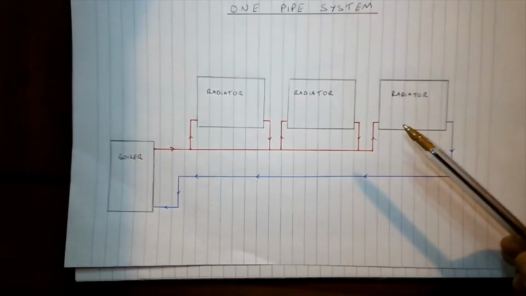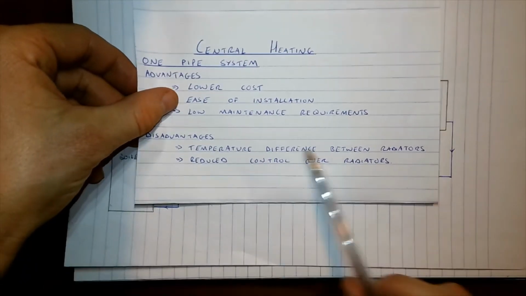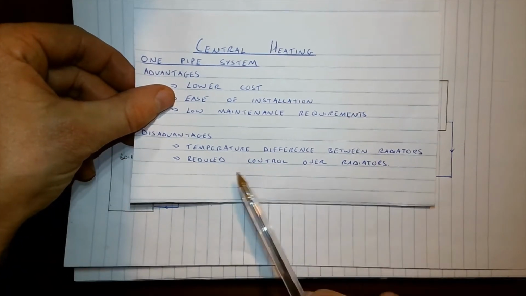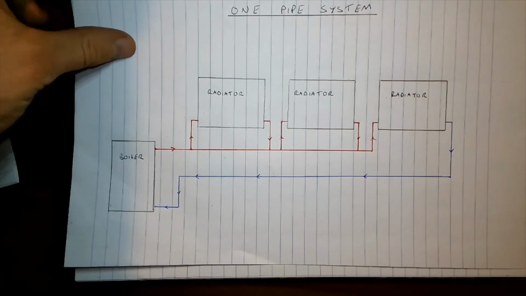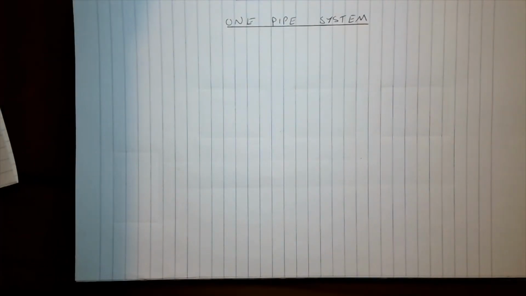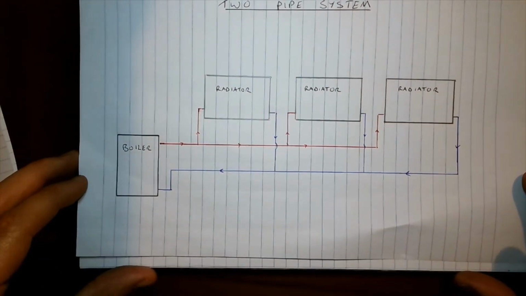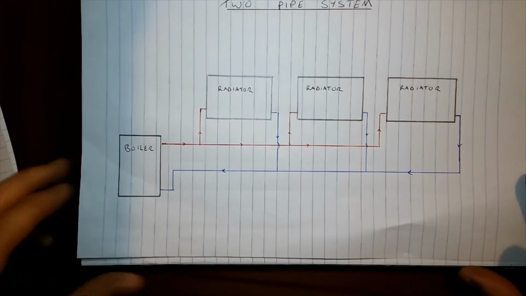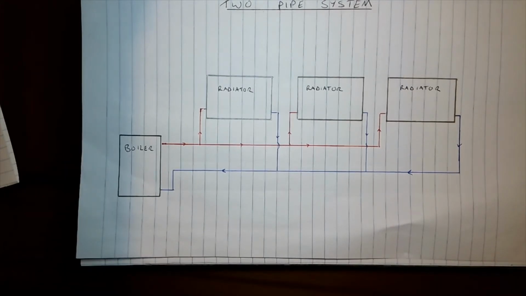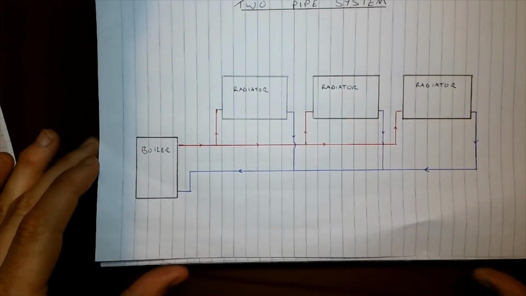So there's a difference between the radiators in temperature, and there's reduced control over those radiators as a result. Okay, so that's the one pipe system, a little bit like the direct system. It's a little bit outdated. There's more disadvantages than advantages. This central heating two pipe system is a more popular method nowadays. It eradicates the disadvantages that we had with the one pipe system.